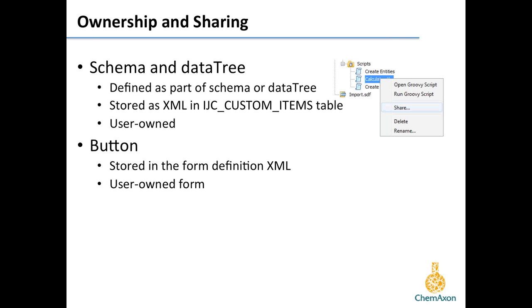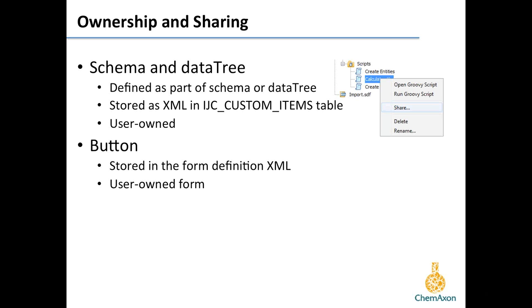If we were going to look at the difference between two major types of scripting, we're going to be talking about schema and data tree scripts today. These are defined as part of the schema or the data tree themselves. So these scripts are stored as XML within your IJC custom items tables. If you remember, when you set up Instant JChem, it creates a number of these IJC underscore whatever tables within the database schema itself. So the custom items contains the XML for the scripts themselves.